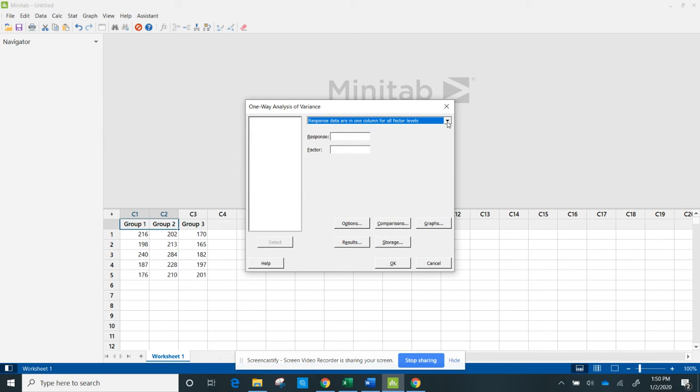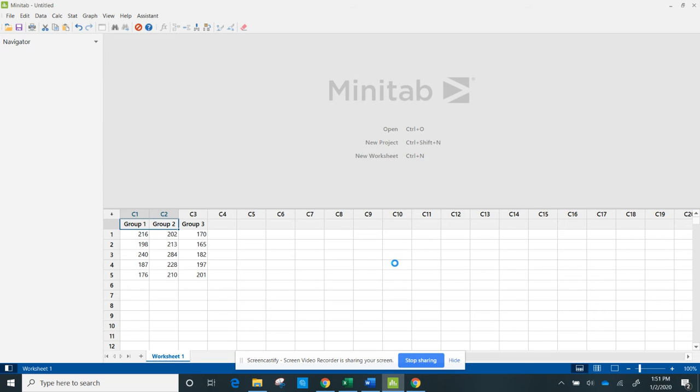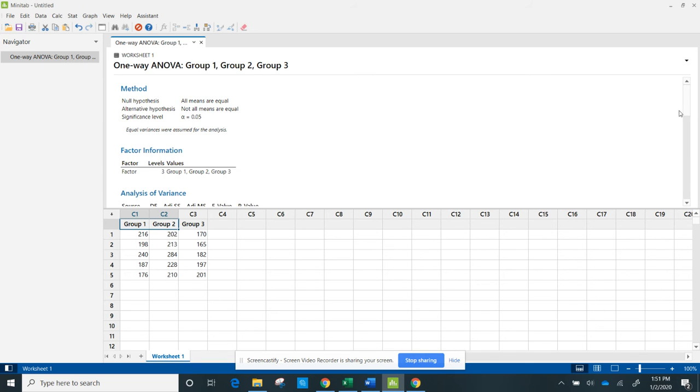Since each of mine are in separate columns, I put this arrow down and said response data are in separate columns for each factor level. So then I click on group 1, group 2, group 3. All right, so then my options, again, keep it as two-sided, check assume equal variances, and then put 95 because my significance level was 0.05. Hit OK, hit OK, and it gave me some stuff.